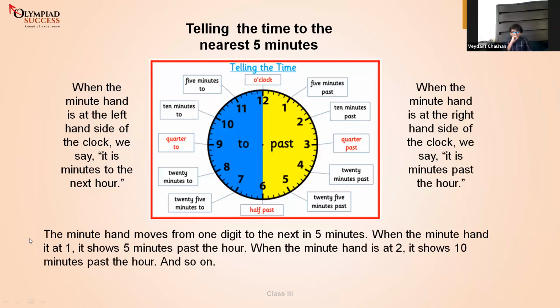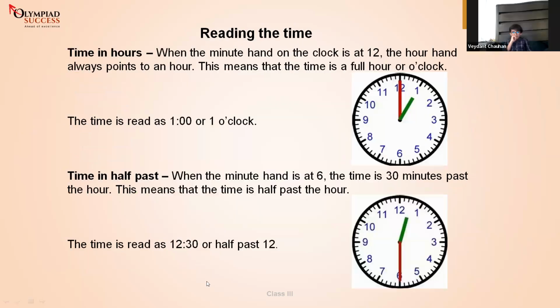Okay. Now let's go to the next page. Now this is read as 1 o'clock as the minute hand is pointing at 12, and the hour hand is pointing at 1. Now how do you read the next clock?